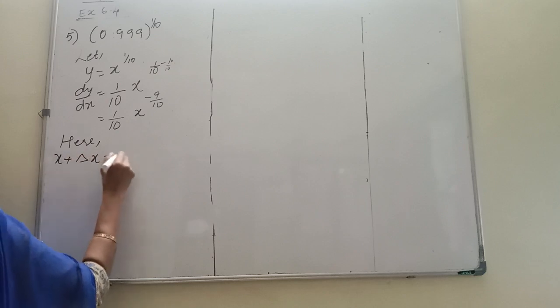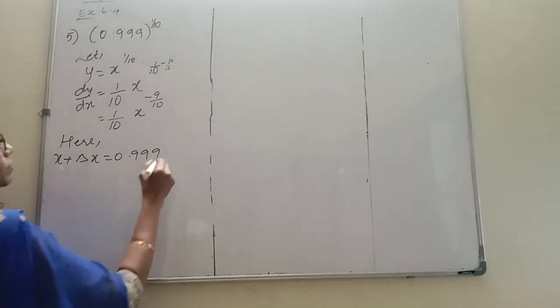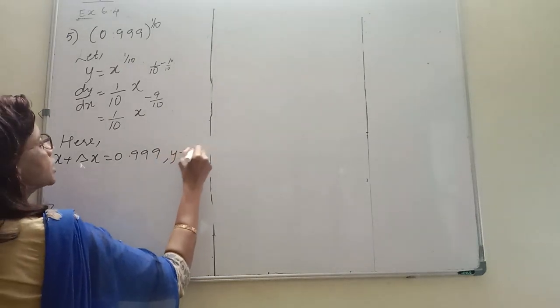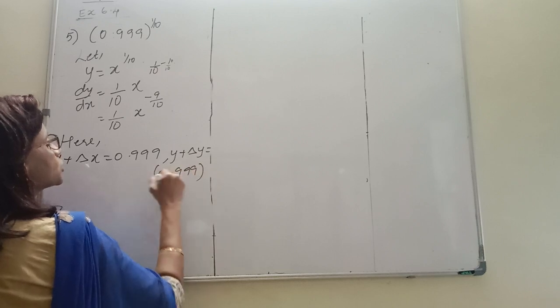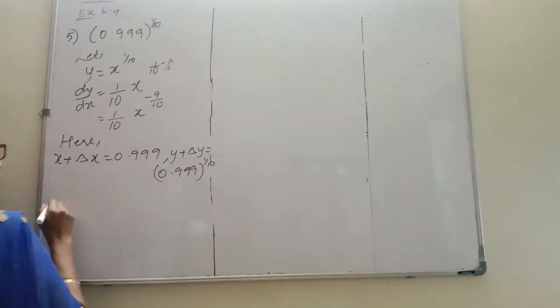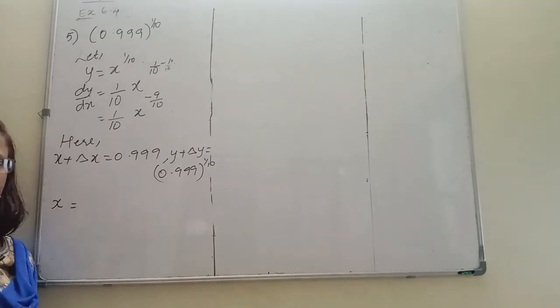X plus delta x is 0.999. And that way, y plus delta y is also easy. It is 0.999 raised to 1 by 10. Now to calculate x etc., you have to be careful, which is that value of x whose 1 by 10th root we know well, and it should be close to 0.999.